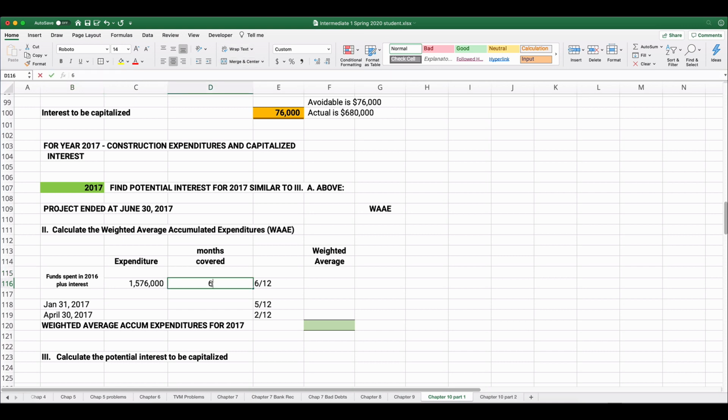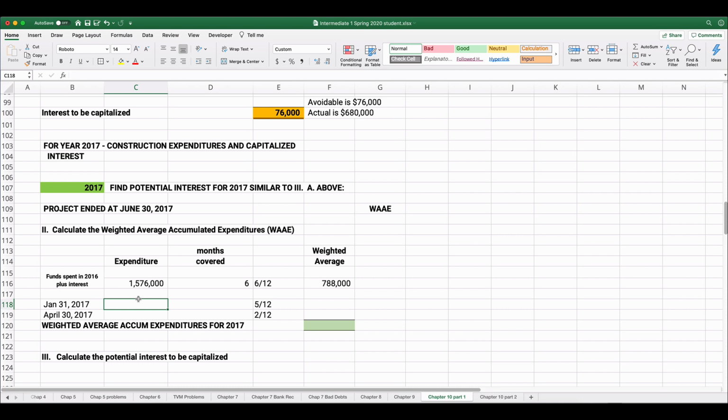So we got 6 months to deal with in 2017. This loan, this construction we finished on the end of June, June 30th. So we got 6 months covered in this problem, but we've already spent this money. You can't forget about it. And so that number turns out to be 1.5 million plus the 76,000. So the weighted average accumulated expenditures is going to be the 1,576,000 times the 6 months divided by 12. So our weighted average number is going to be 788,000. Accumulated, remember it's weighted average accumulated expenditures.